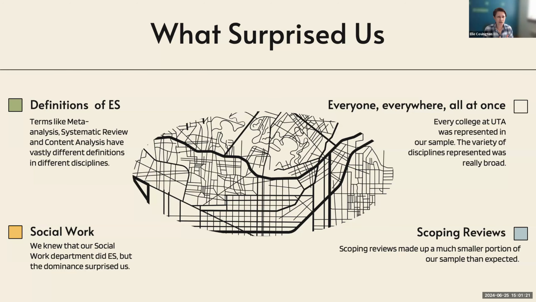It was also a little bit surprising that every single college on our campus was represented in this data. So they're all doing evidence synthesis. We wouldn't necessarily know that based on the requests that we're getting from the libraries for support, but they are doing that. Social work, again, shocker, just how much they're putting out. Another thing that was surprising, especially for me personally, I was doing so much work with scoping reviews that I really expected scoping reviews to be a higher percentage of what we saw than the actual output indicates.